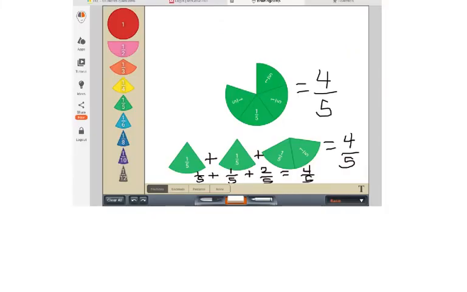Sometimes we may just think of it as breaking it down into smaller parts, but maybe not all the way down to its unit fraction. In this case, we have 4/5.